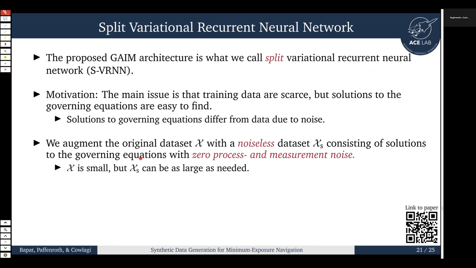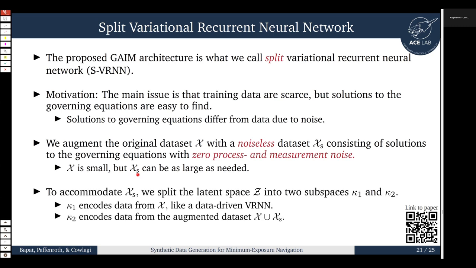So we augment the scarce training data set X with synthetic data from solving the governing equations without any noise, right? The difference between the solutions of the governing equations without noise and the data set is essentially the noise patterns or noise statistics that we would like to learn. So X_S can be as large as possible. Essentially, you're just solving a differential equation.